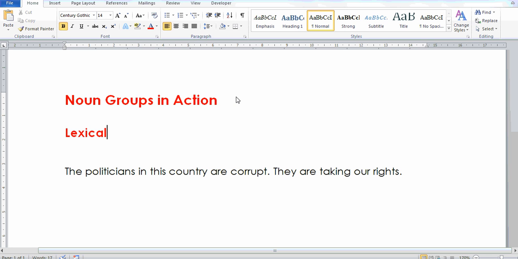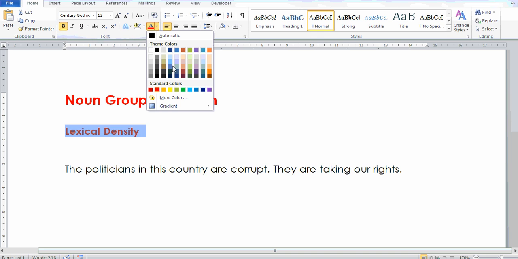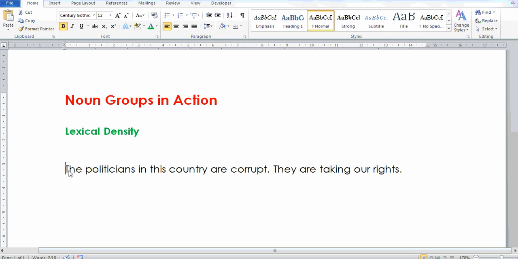Now that's quite a complex term, but essentially what it means is the amount of information that we're featuring inside our sentences. Now in this case, I'm using a sentence as an example. The politicians in this country are corrupt. They are taking our rights. Now you might notice that there's two pieces of information here spread over two sentences. The fact that they are taking our rights is one, and the second piece of information is the politicians in this country are corrupt.